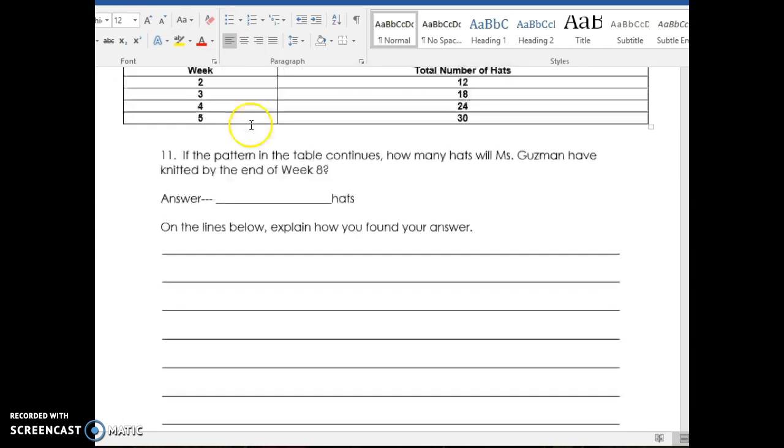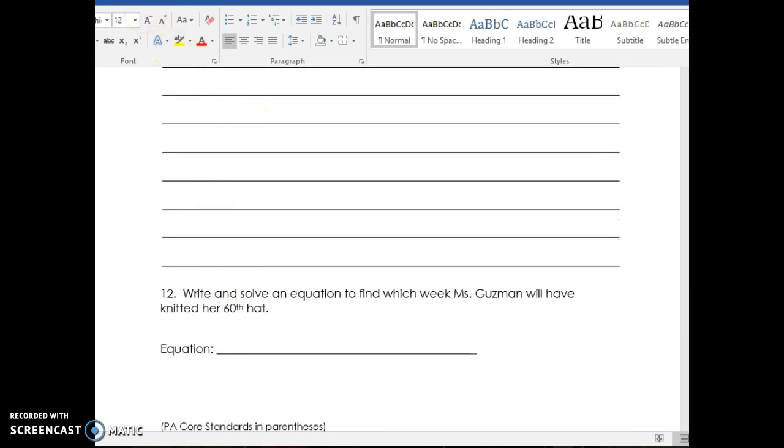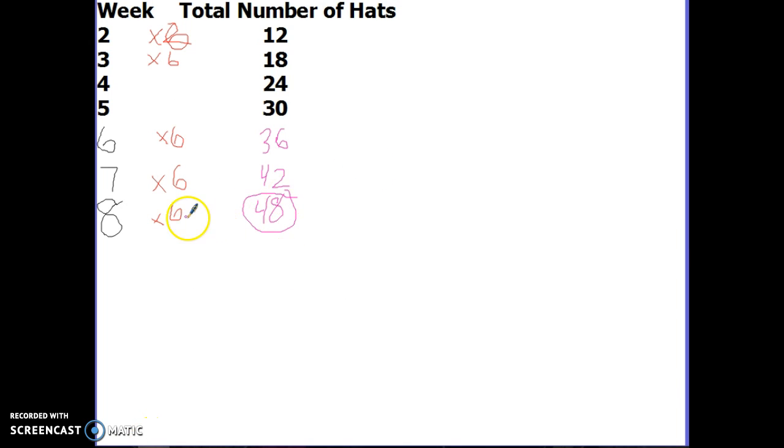So we need to figure that out. If you know that the pattern is multiplied by 6, and our goal is to get to the number 60, our total is going to be 60. And we're going to be multiplying by 6. But you don't know what week it is. What can you use to represent an unknown number? A variable. So let's do x. X times 6 equals 60.